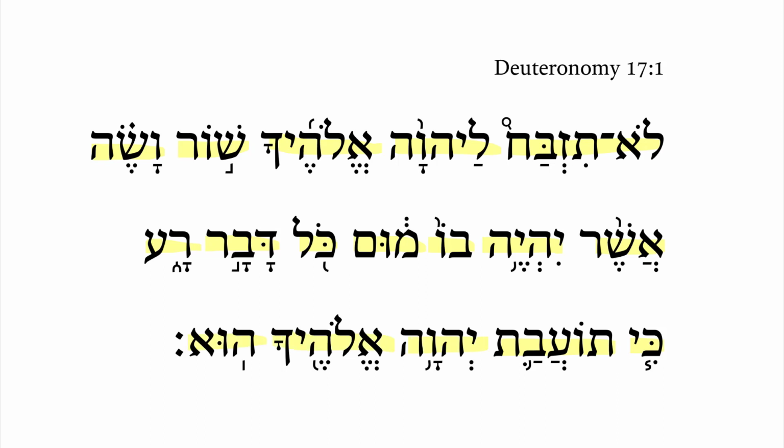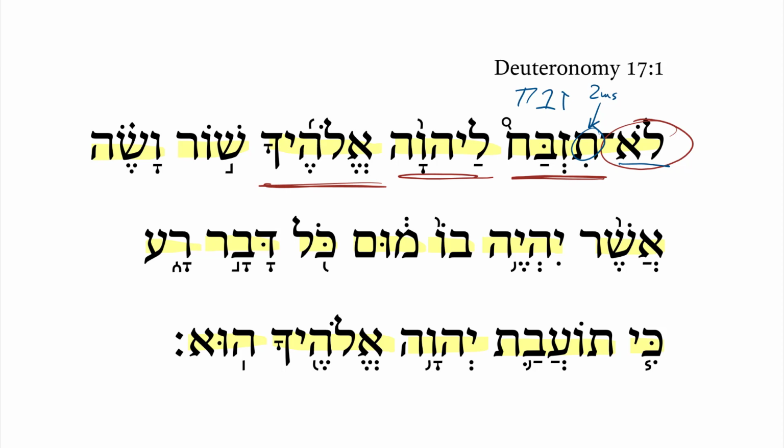So we get here further instructions on how not to worship the Lord. So we get the negation here. You shall not sacrifice to the Lord your God. So let's pick up the verb here. We've got a Qal imperfect third masculine singular, still rolling along with that tav preformative with the negation, you shall not sacrifice. The verbal root is zayin beit chet, tizbach is what we have there.